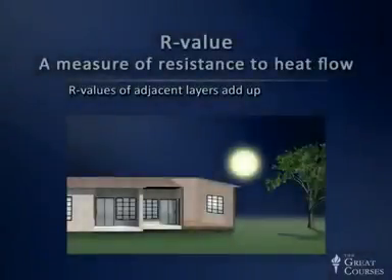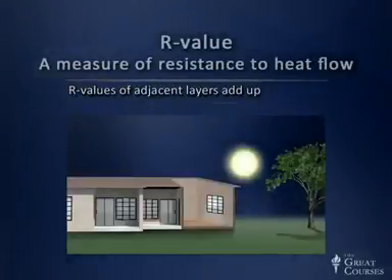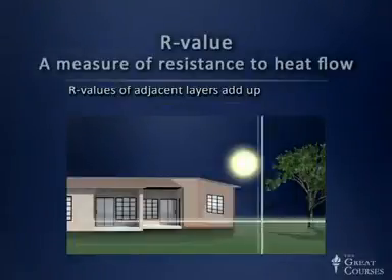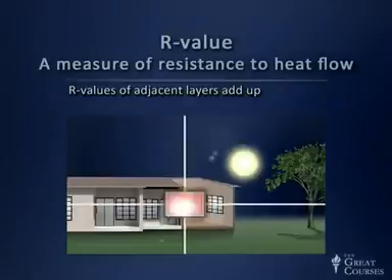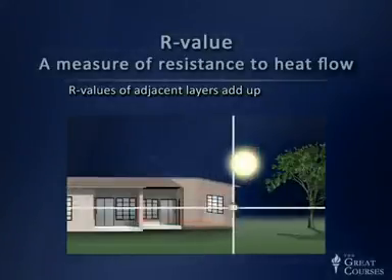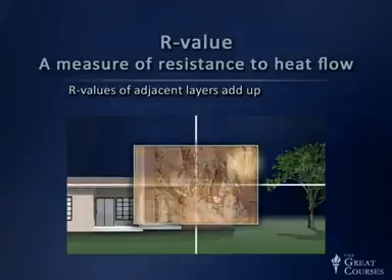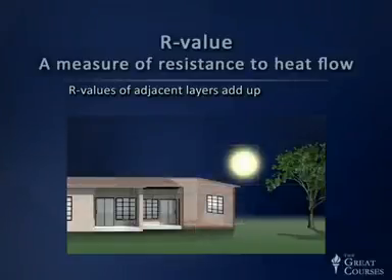So let's look at the R value. It's a measure of resistance to heat flow. The values of adjacent layers add, which is part of what makes it useful. So if I'm thinking about a house, I can think, well, I've got an R value associated with the sheetrock on the interior wall, and then an R value associated with the actual insulation in the wall cavities, and then maybe an R value associated with the plywood sheathing, and then an R value associated with shingles or whatever I've got on the outside of the house, and I can simply add them up to get a composite R value for the whole wall. That's why this is useful.